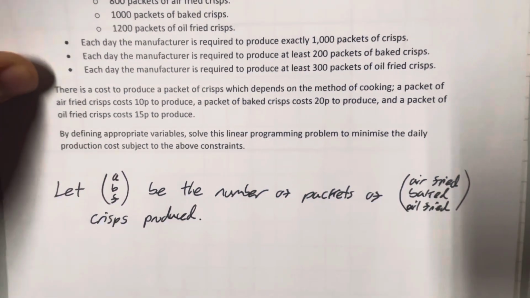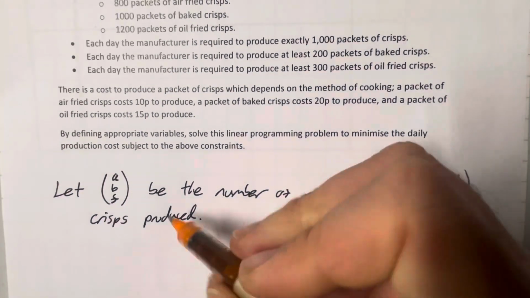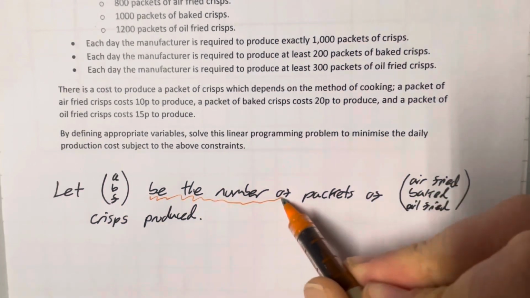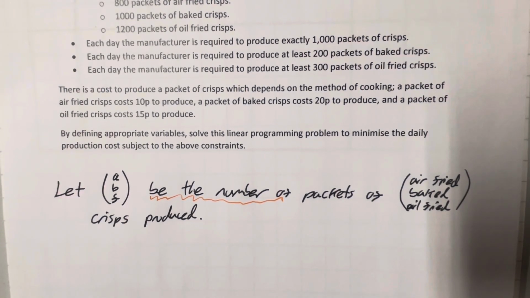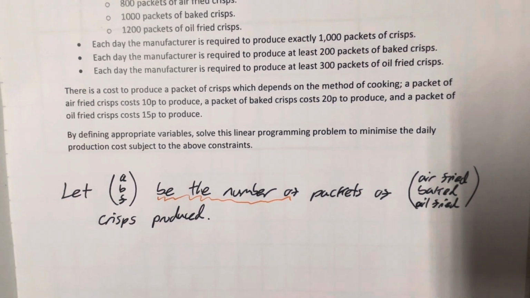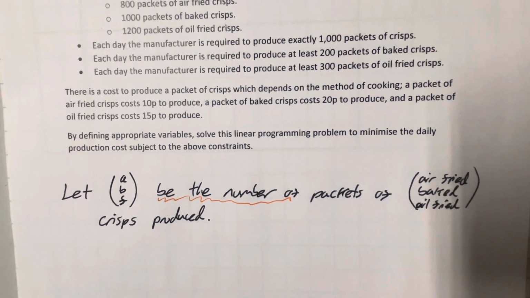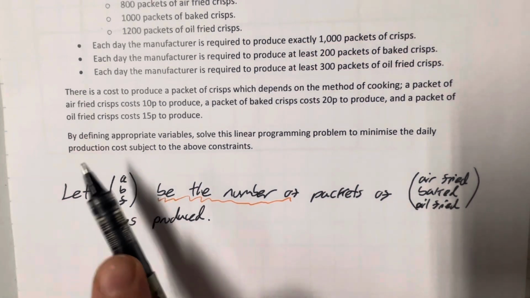Okay, the key part here is I've used the phrase be the number of. Whenever you're asked to define variables, you should use that little phraseology there, be the number of. Don't just say let A be air-fried crisps. Okay, that doesn't make sense. Okay, let A be the number of packets of air-fried crisps produced. Now we've defined those variables, we can produce a linear program.